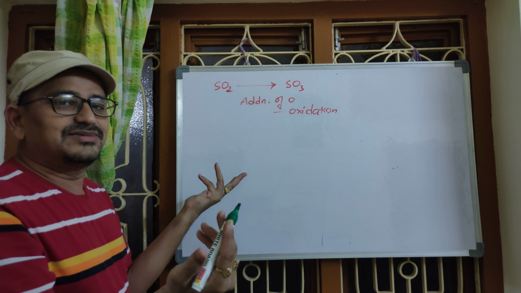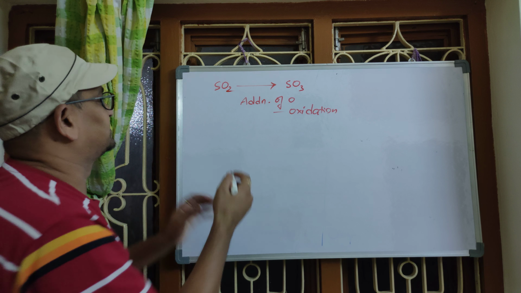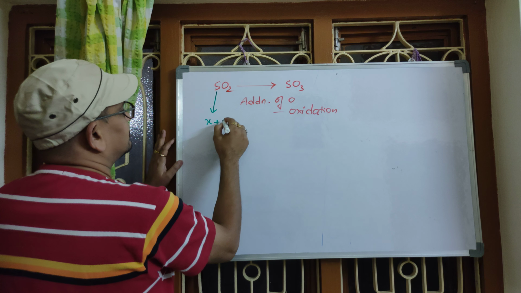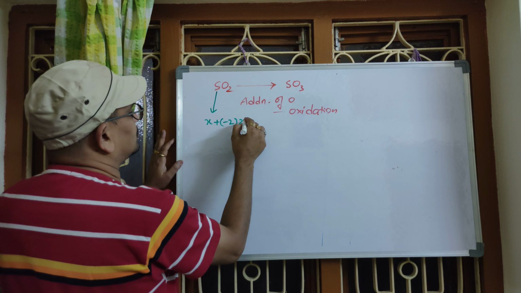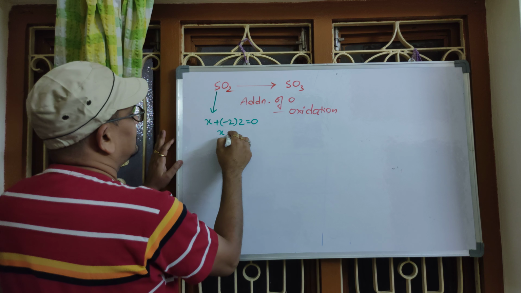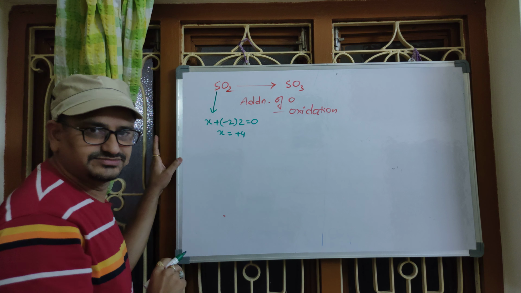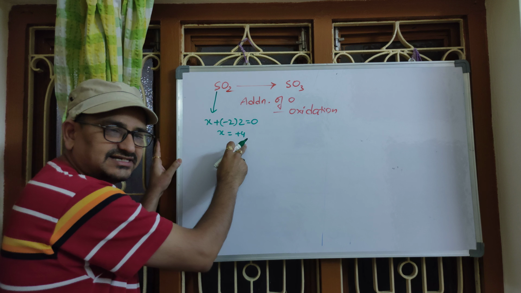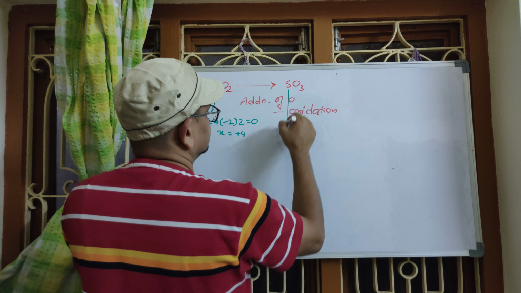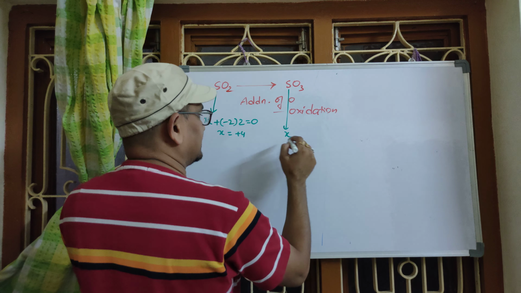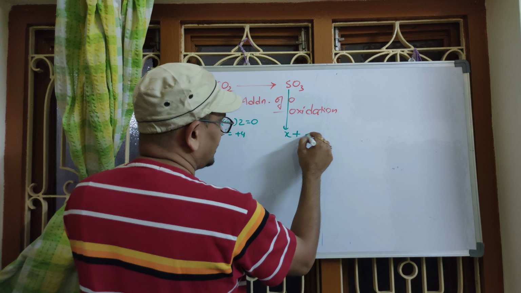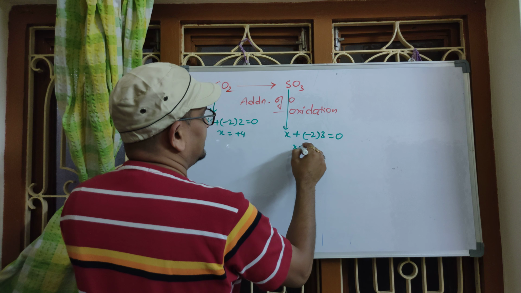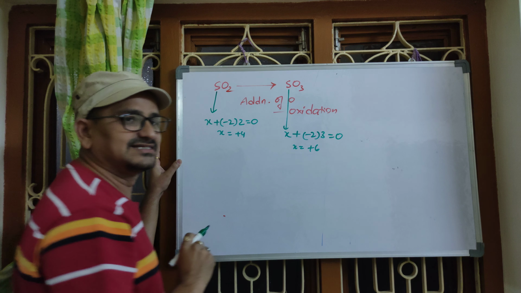Next, one more method is, as electron transfer is not seen clearly, you depend on the other method. What is the other method? Oxidation state concept. Here, what is the oxidation state of sulfur? X plus minus 2 for oxygen into 2 equals 0. X equals plus 4. Here, sulfur is in plus 4 oxidation state, isn't it? Now here, let us take X for this sulfur plus minus 2 into 3 equals 0 because it's a neutral molecule. X equals plus 6.